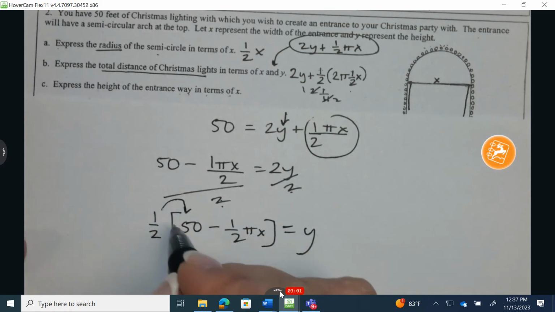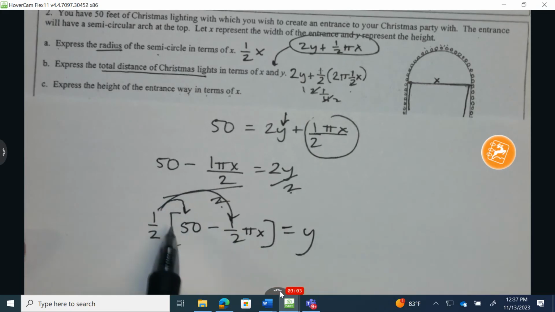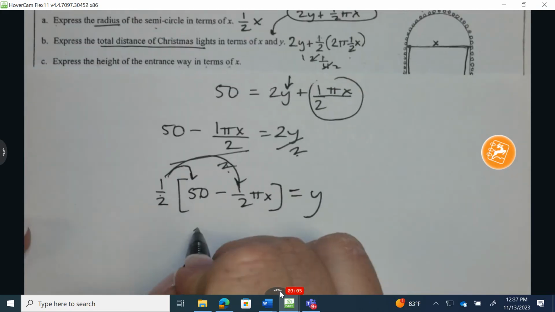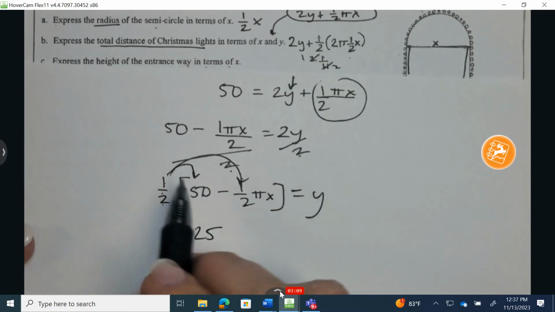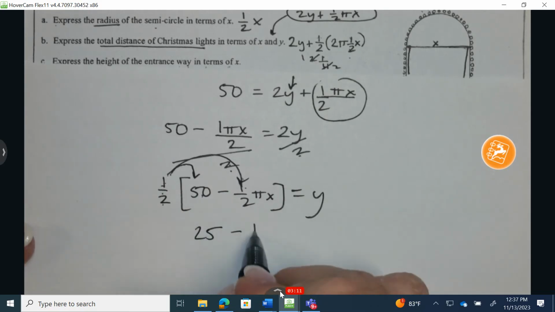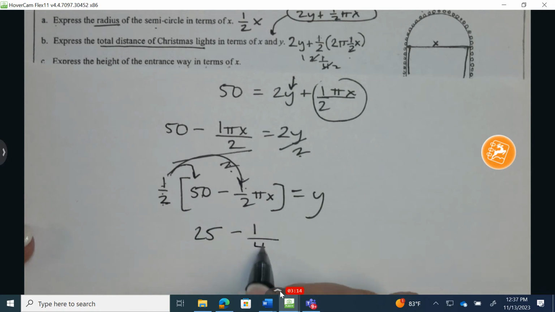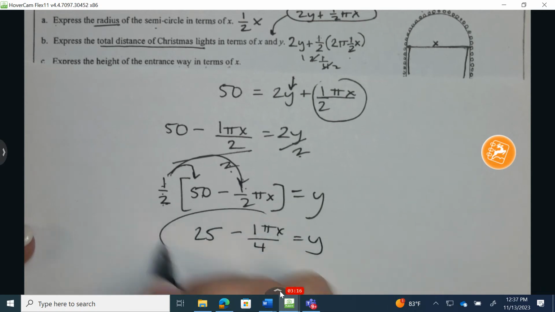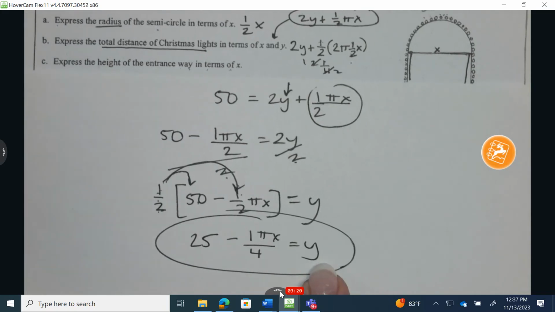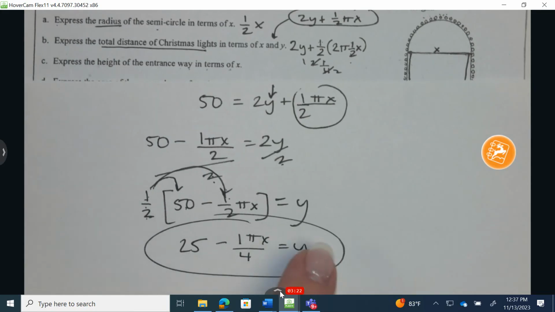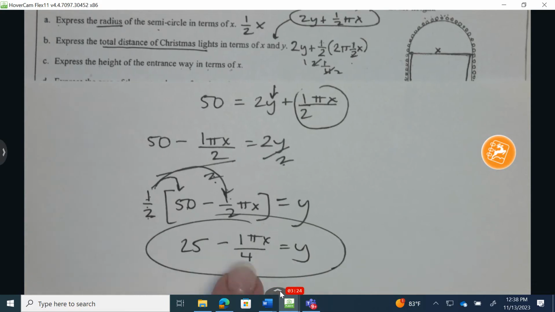So I need to distribute the 1/2 to both quantities on the inside. Half of 50 is 25. And when you take half of a half, that means we need to multiply, so 1 times 1 is 1, 2 times 2 is 4. And now I have been able to express the height of the entrance in terms of X.